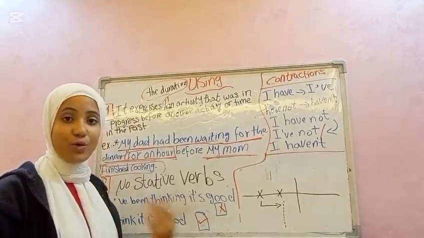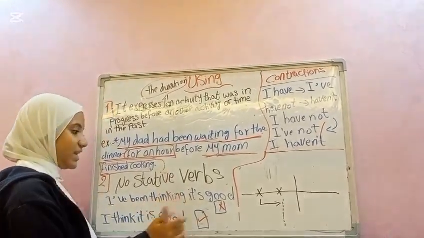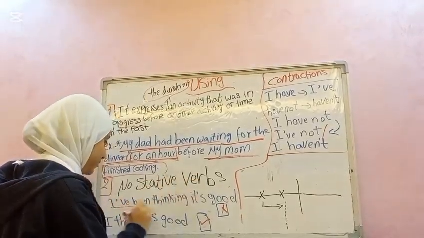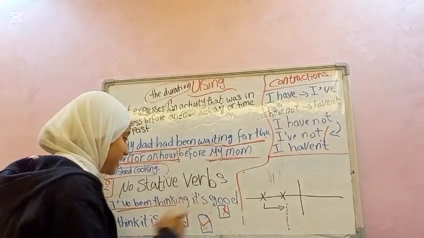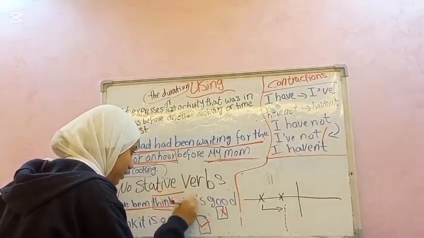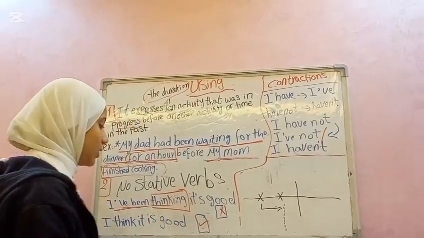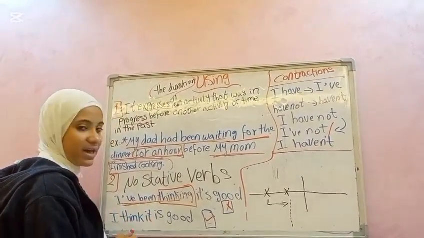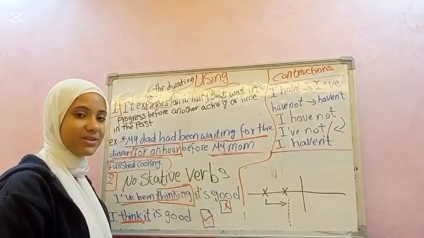Which is the right and which is the wrong? The wrong one is I've been thinking it's good, because we use a progressive tense, I've been thinking, with the stative verb, which is think. Think here is a stative verb. So it's right to use the present simple, which is not a progressive tense.